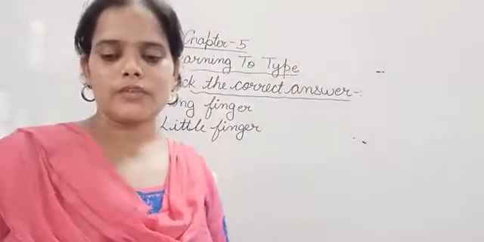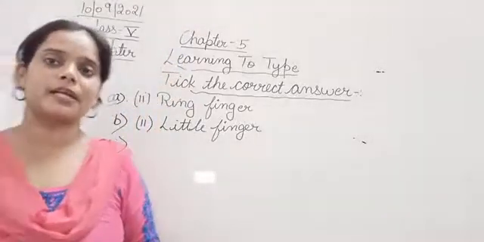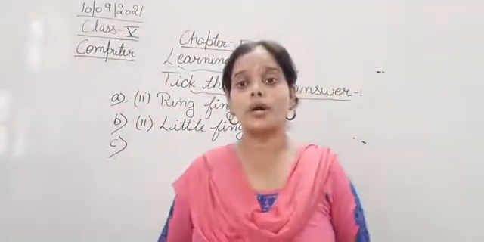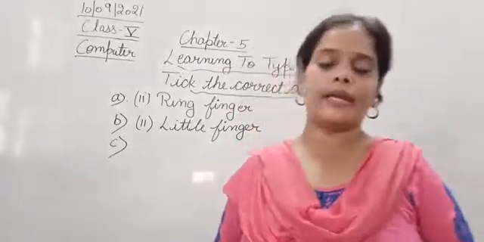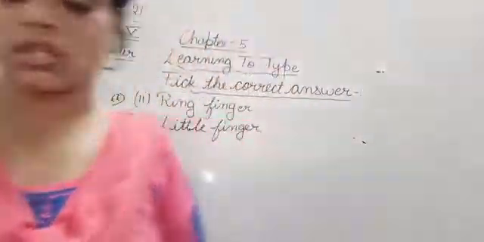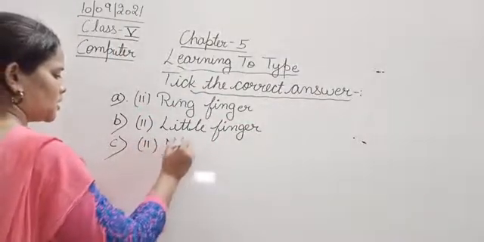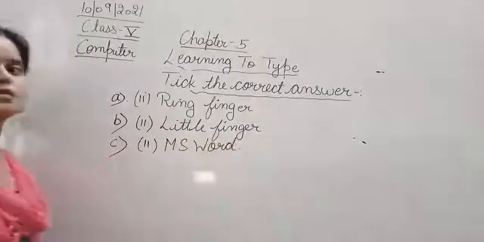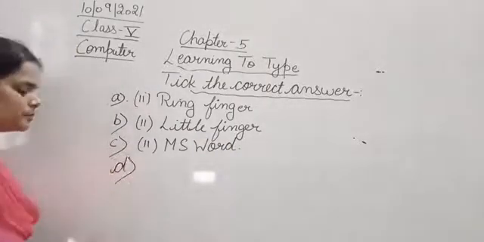Next is, which software program is used to type text? Which software do we use to type text? Basically, for typing a text we use WordPad and MS Word. For typing a text document, which program do we use? We use MS Word. So that is also option number 2, MS Word. We use MS Word.